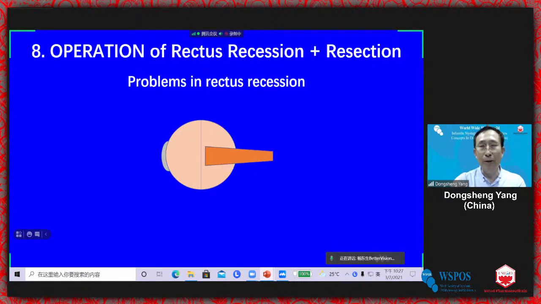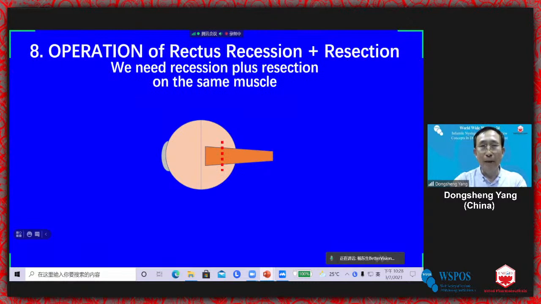When we do the large dorsal recession, the eye muscle actually doesn't attach to the globe back enough. So we expected the muscle to be inserted in the new insertion like here, but it usually ends up attached just a little bit behind the equator. In this case, nystagmus wouldn't reduce a lot, and it may also cause strabismus.